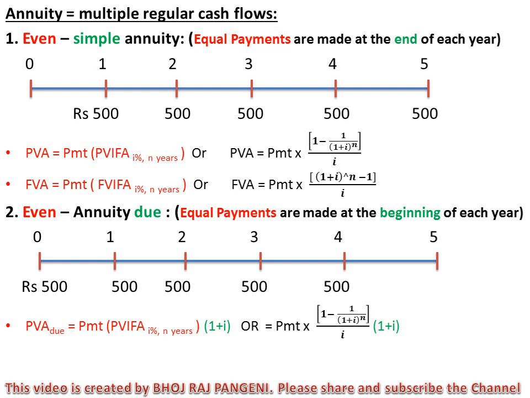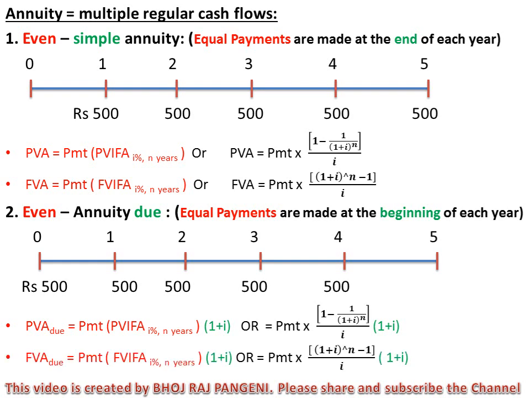So we can find out the PVA due. Due means annuity due, present value of annuity due, PVA due equal to PMT, PVIFA I% n years into 1 plus I. Have a look at the green color. The red color formula is similar to the even simple annuity. For PVA due, you have to multiply it by 1 plus I. Always remember 1 plus I is the due factor. Or PMT equal to 1 minus 1 upon (1 plus I) to the power n, upon I, into 1 plus I. This formula is for those who don't have a financial table.